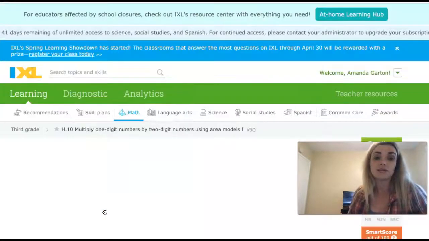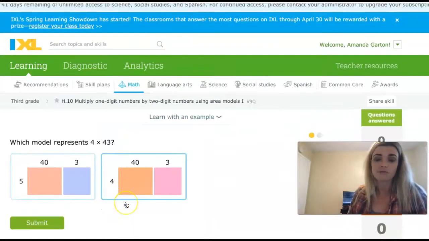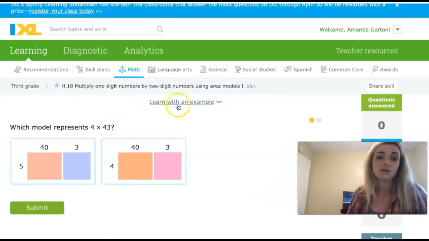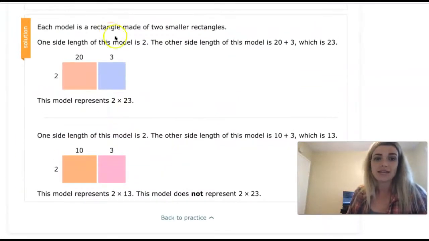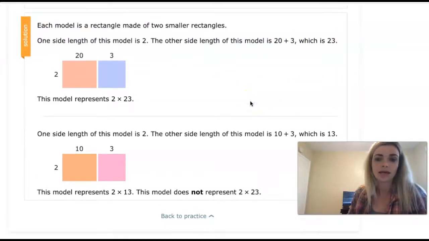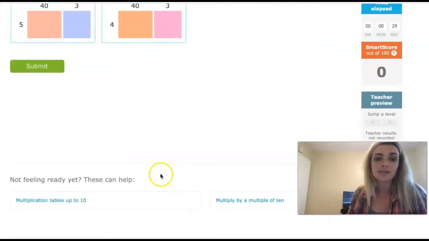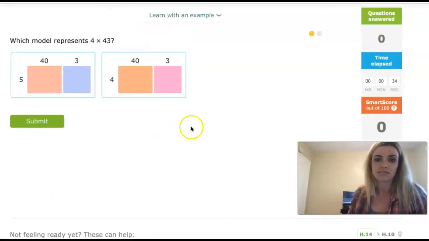So you're just going to click this one. Now this is if you don't feel ready, okay? And some of us might not, and that's okay. So learn with an example. Which model represents 2 times 23? So 2 times 23, or 2 times 20 and 3, okay? So each model is a rectangle of 2 smaller rectangles. One side length of the model is 2. The other side length of the model is 20 plus 3, which is 23, okay? So you have this as an example. And you also have down here, if you're still like, oh my goodness, what is going on? You can do your multiplication tables up to 10 to help you practice.